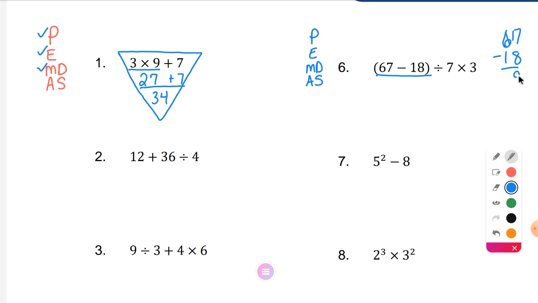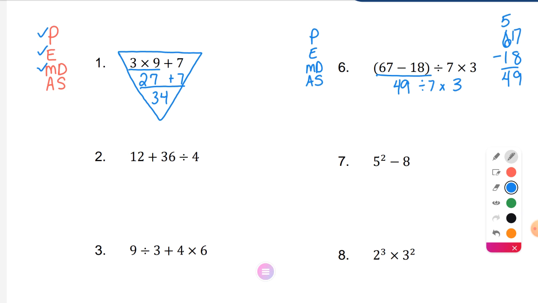17 minus 8 is 9. That's a 5. So I get 49. Now I write that answer under my line that I underlined. What do I do with the rest of the stuff? Drop it down. Drop it straight down. Okay, I call that stuff my leftovers. I always drop down my leftovers.